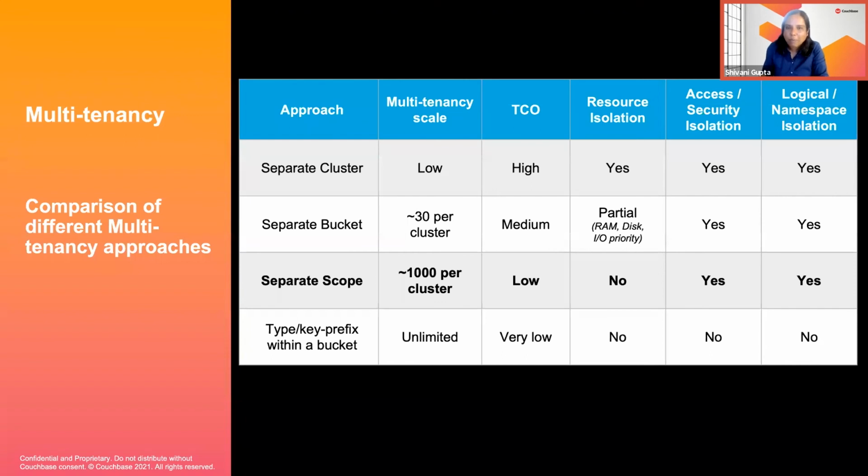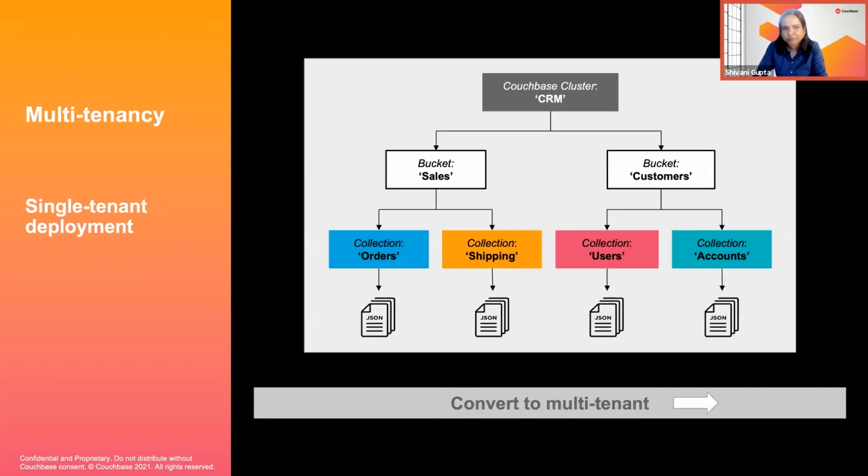Whereas if you map a tenant to a separate scope, you can go up to 1,000 tenants per cluster. So your TCO is much lower than the other alternatives. However, you do not get resource isolation, but you do get security isolation through RBAC, and you do get namespace isolation. And we'll see in the following example how that can work really well in many cases.